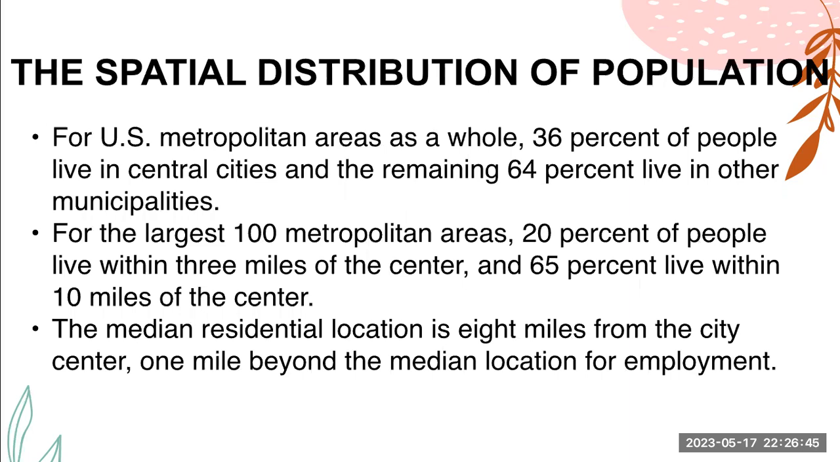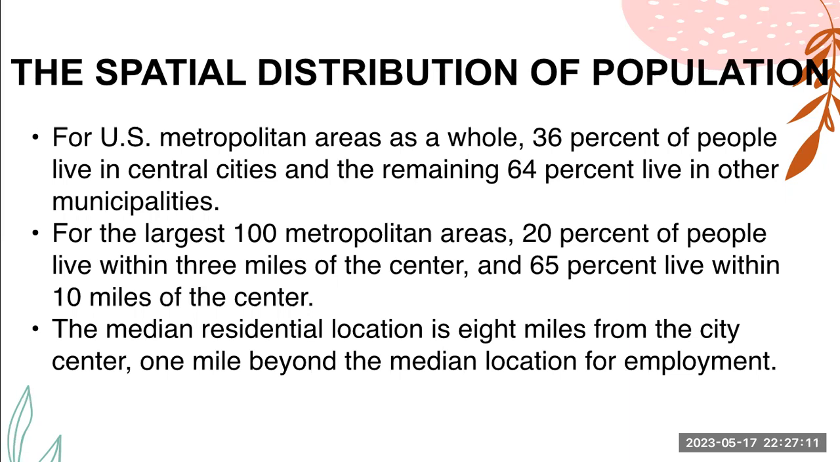So this is the spatial distribution of population. For the United States metropolitan areas as a whole, 36% of people live in central cities, and the remaining 64% live in other municipalities.